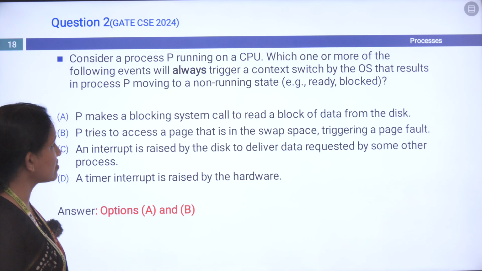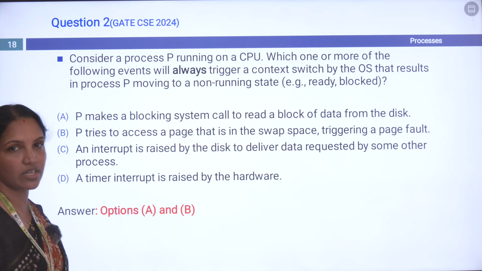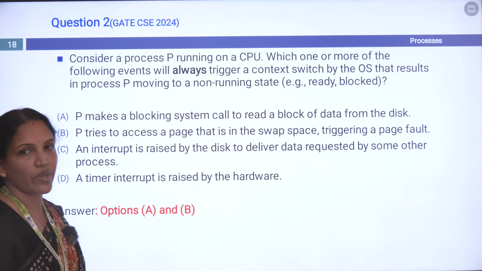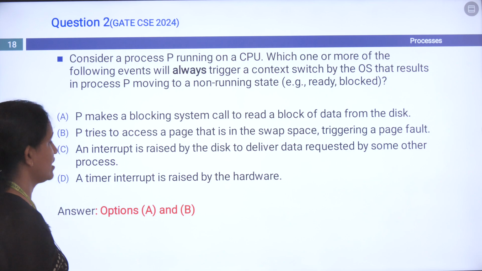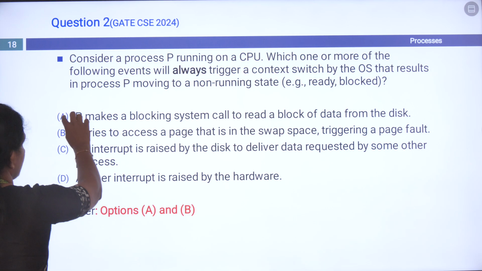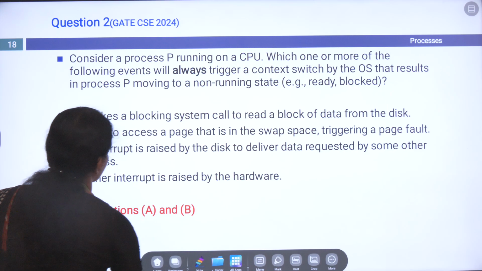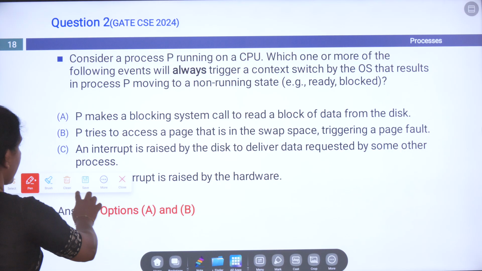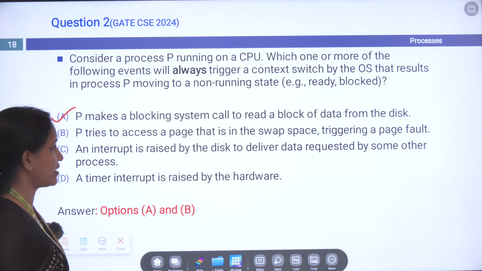P makes a blocking system call to read a block of data from the disk. So it is concerned with the disk operation and IO operation. So definitely it has to wait till the IO operation completes, so definitely it will go to a non-running state. So option A is one correct answer that makes the process go into a non-running state.